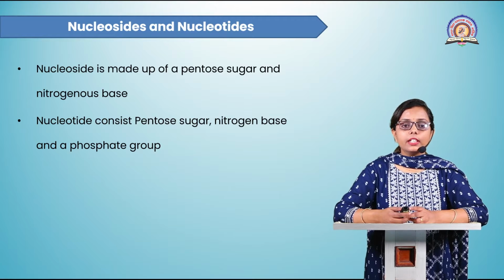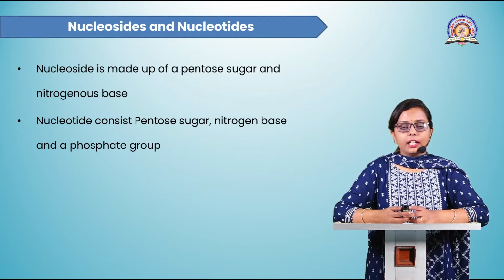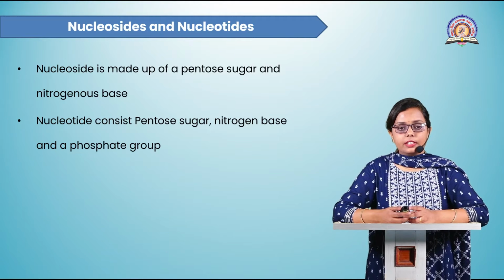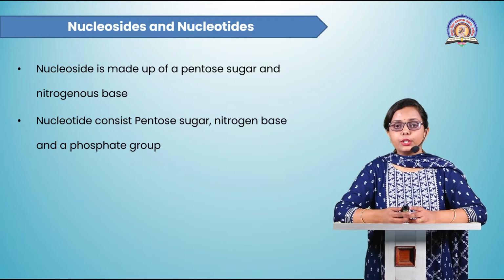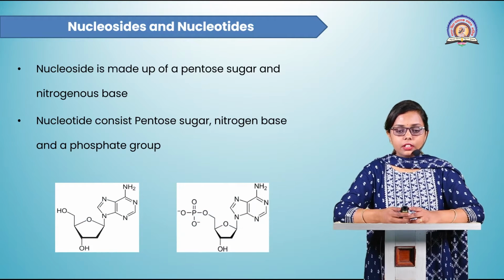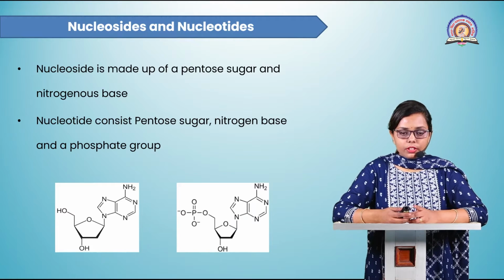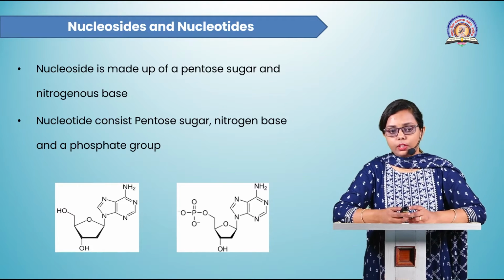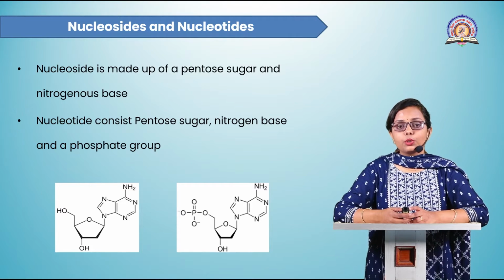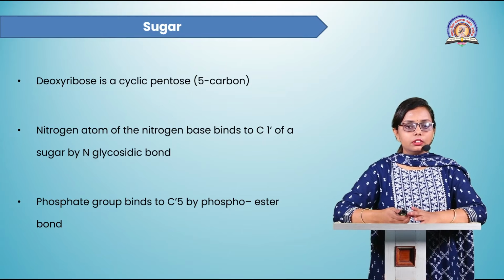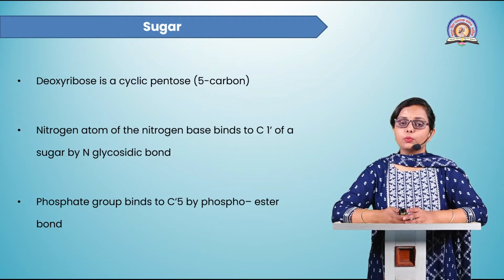A nucleoside is made up of a pentose sugar and a nitrogen base, whereas a nucleotide comprises a pentose sugar, a nitrogen base and a phosphate group. As you can see here, in one structure you can see the phosphate group. That one is the nucleotide, and the other one is a nucleoside without a phosphate group. So let us discuss the components of nucleotide and nucleoside one by one.